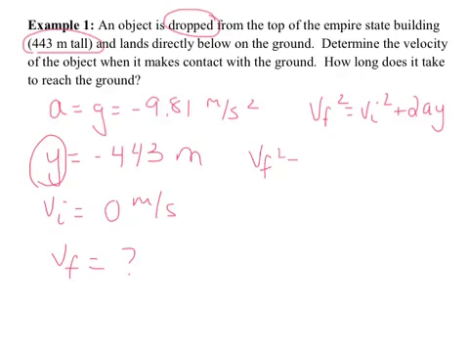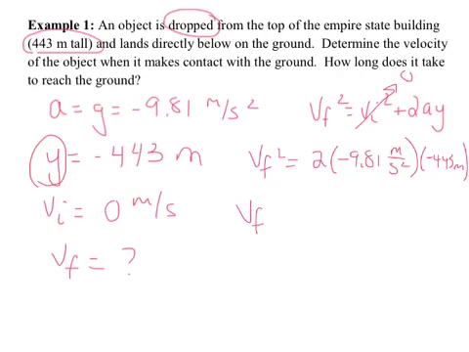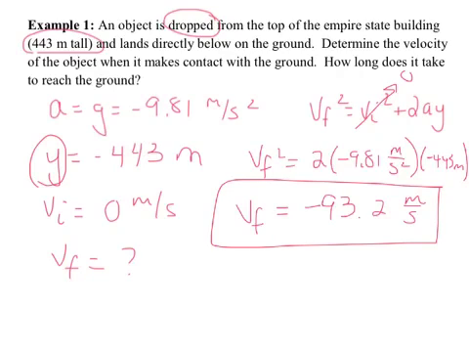So we have VF squared equals, this is 0, it drops off, so it's 2 times A times Y. If we go ahead and take the square root of the answer that we get from that product, we'll end up getting negative 93.2 meters per second. So this is the impact velocity, or simply the velocity of the object the instant before it hits the ground.